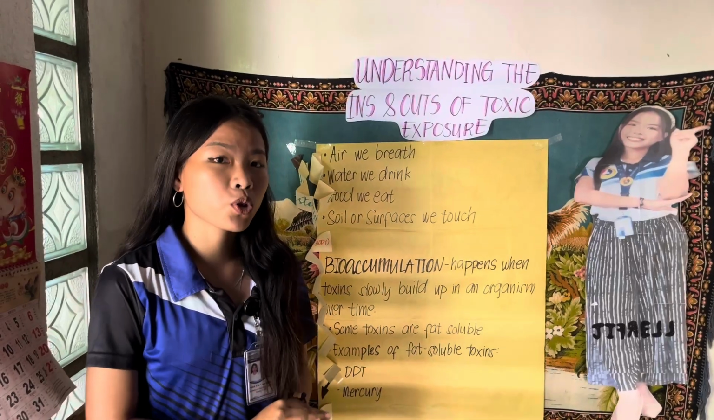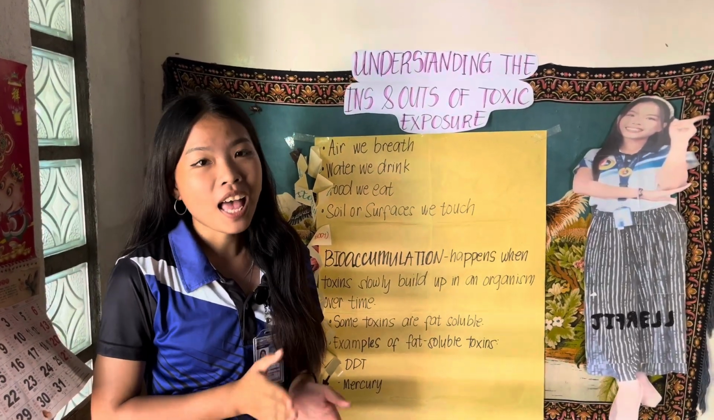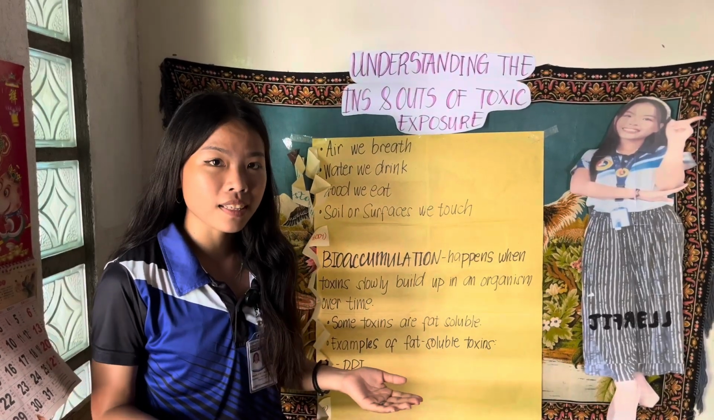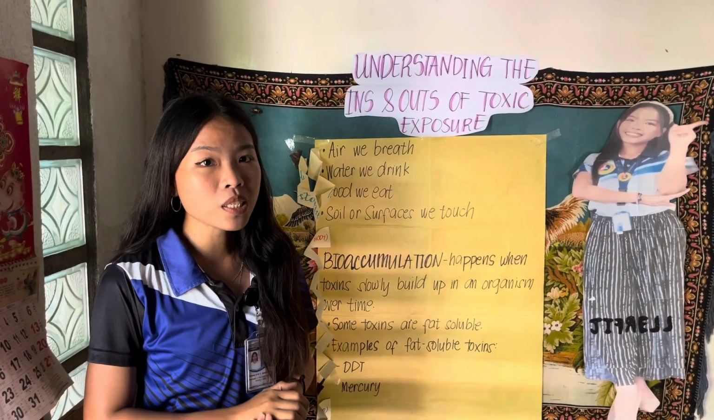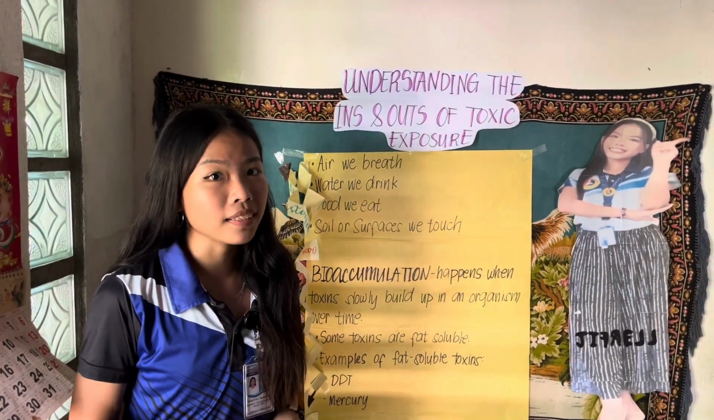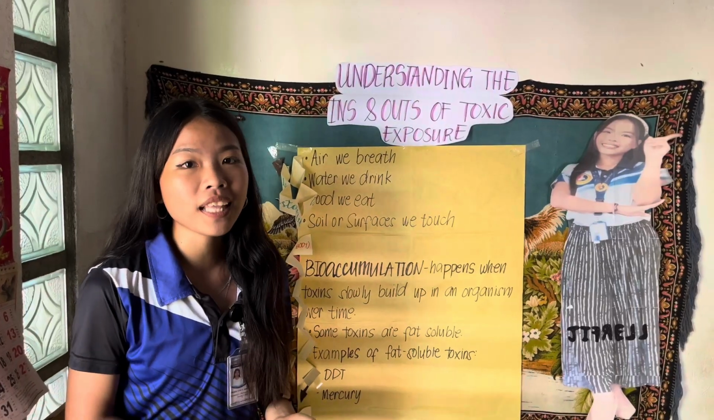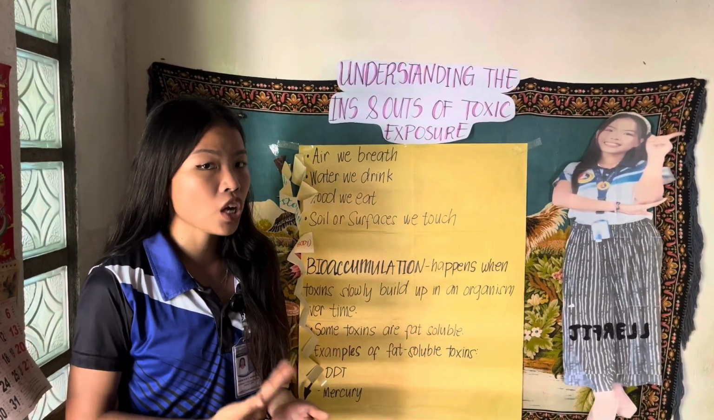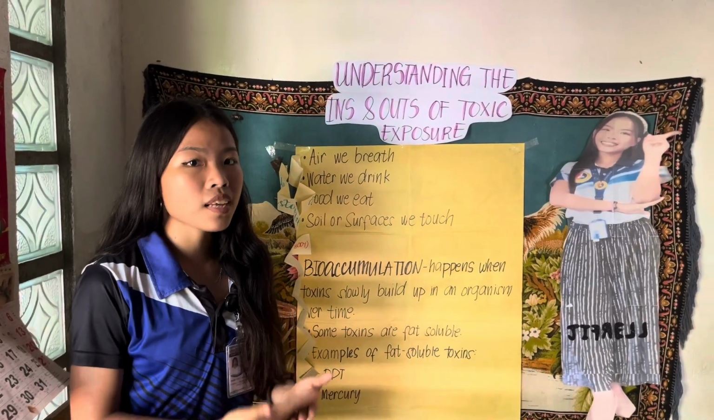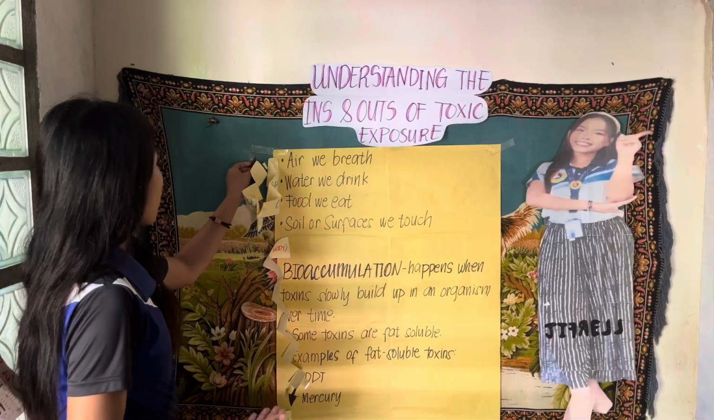Before I dive in, I will first discuss what toxic exposure is. Toxic exposures happen when harmful substances enter our body and affect our health. These harmful substances are called toxins. We may not always see or smell them, but toxins can be found in our everyday environment: the air we breathe, the water we drink, the food we eat, and the soil or surfaces we touch. Understanding toxic exposure helps us protect ourselves and make safer choices. Now let us proceed with the first one.